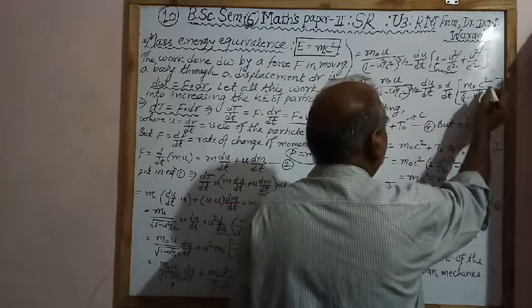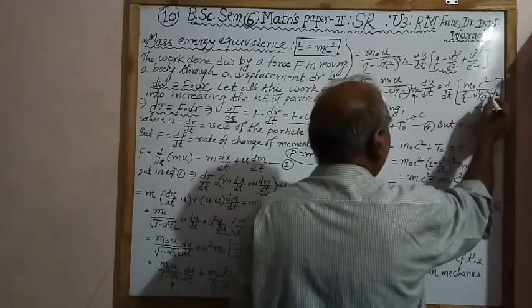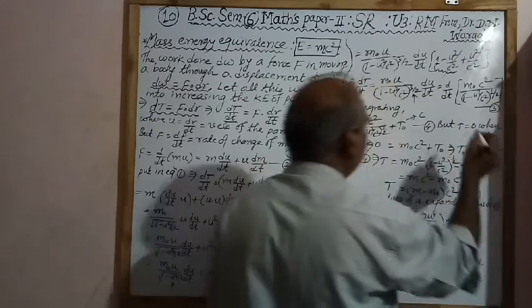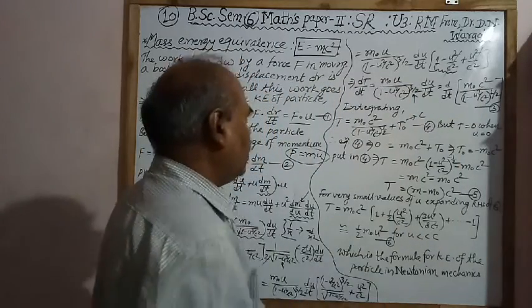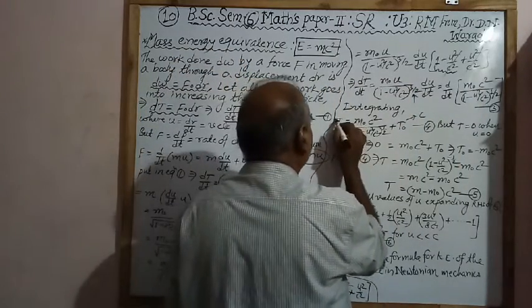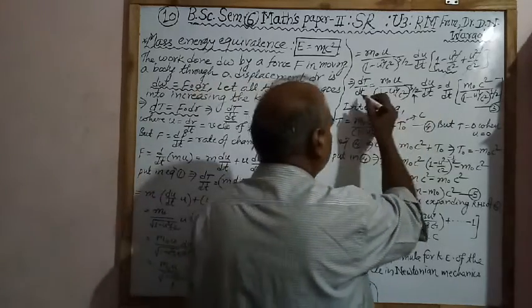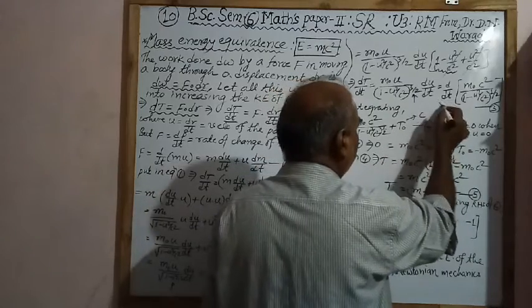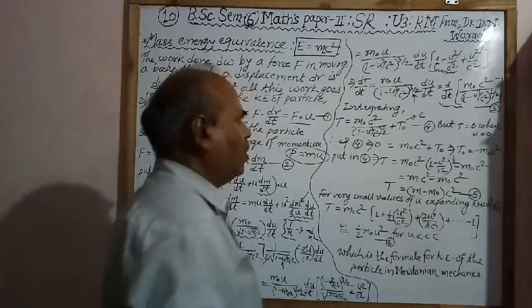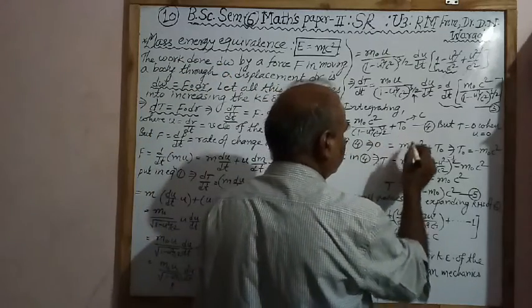Now, which can be written as derivative of this. Here is power 3 by 2, here is power 1 by 2. Therefore, if we take the derivative of this, then we will get this term. Integrating this term, we have integration of dt, we have t, and this dt goes on the right hand side. Or integration of derivative of this, we get the original function m0 c square divided by 1 minus u square by c square to the power half plus t0.